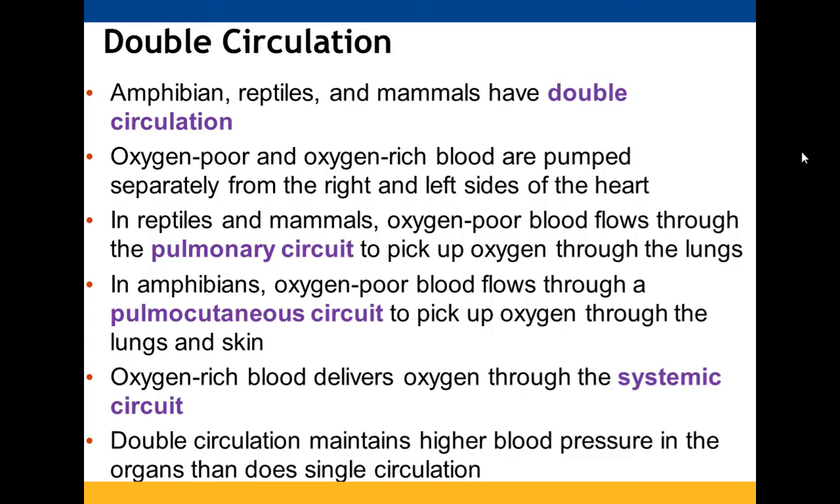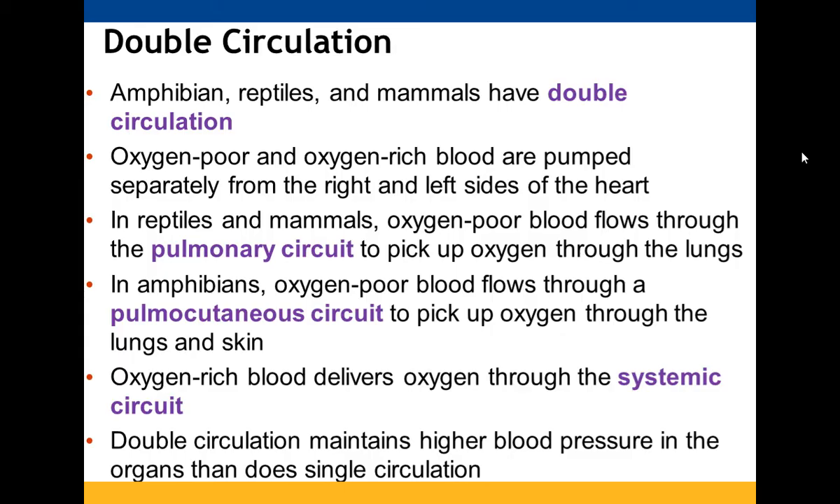In both reptiles and mammals, the oxygen-poor blood goes through a pulmonary circuit to get oxygen from the lungs. Amphibians, they're not just going to exist on land, they can also survive in the water. So they have a pulmocutaneous circuit where they can take up oxygen not just through their lungs, but also through their skin. And then once the blood has been oxygenated, it's able to be delivered through the systemic circuit. This is able to keep the blood pressure higher.